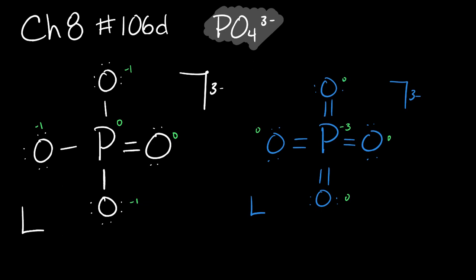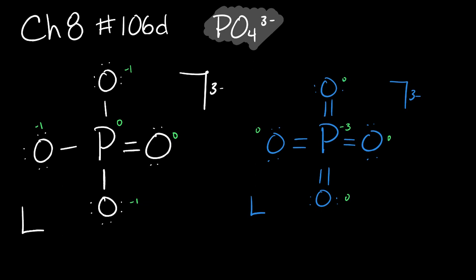Okay, so what about our structure in blue? If one double bond is good, certainly 4 double bonds would be better, right? Everybody loves making double bonds. This brings all the oxygens down to 0, and then gives our phosphorus a formal charge of -3, because now it has 8 lines around it. 5 valence electrons minus 8 is -3.